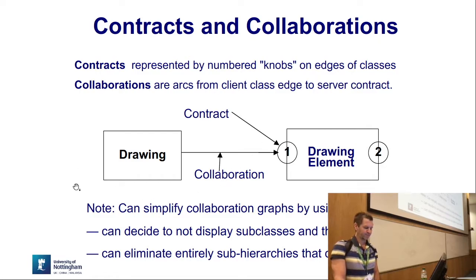We can simplify collaboration graphs by using information hiding, and decide not to display subclasses in their collaborations. And we can eliminate entire sub-hierarchies that define no new contracts. We're going to go through some examples of this so it actually makes sense.